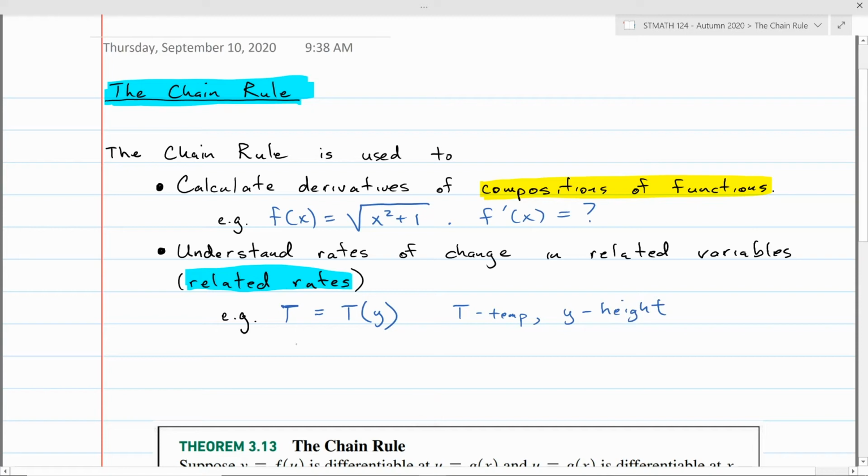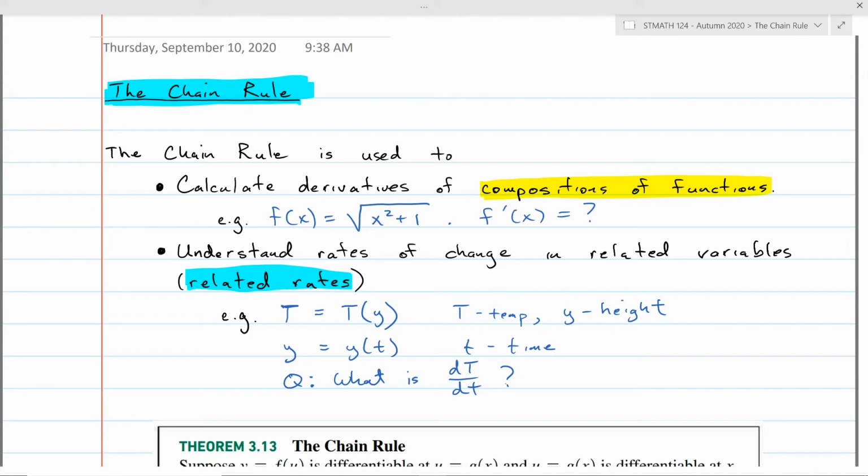And then maybe y, height, is a function of time. So y is like a position function, and here t is time. And so then I might want to know, how fast is the temperature changing with respect to time? In other words, I want to know what is the derivative of the temperature function taken with respect to time. What is dT/dt? It's a natural question to ask. How fast is the temperature changing at a particular moment in time?